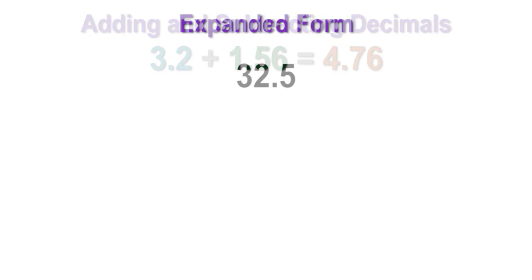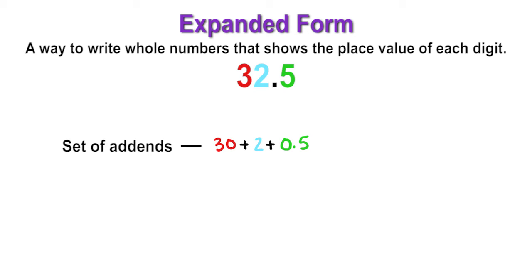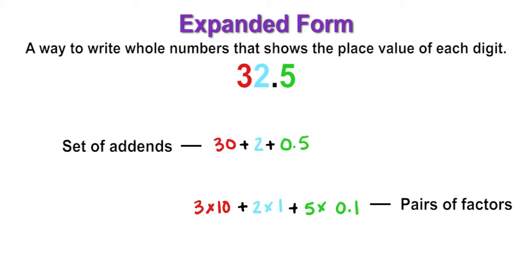Next, students will write decimals in expanded form. Expanded form is a way to write a number by decomposing it into individual place value parts. Expanded notation for any number may be written as a set of add-ins, for example, 30 plus 2 plus 5/10, or it can be written as pairs of factors, 3 times 10 plus 2 times 1 plus 5 times 1/10.